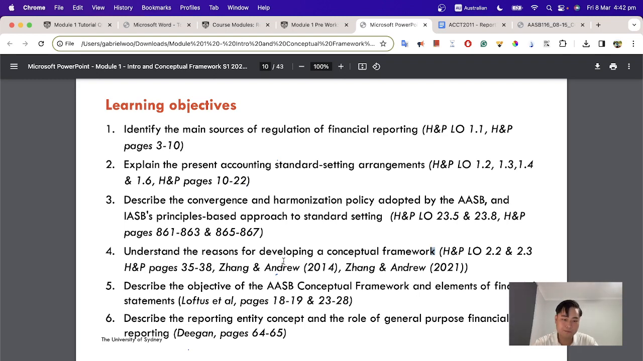IFRS standards. Understand the reasons for developing conceptual frameworks. We talked about the CF as being a dictionary for interpretation, with no legal power. However, it helps and aids in interpretation. Describe the objective of the AASB conceptual framework and elements of financial reporting. Describe the reporting entity concept and the role of general purpose financial reporting.